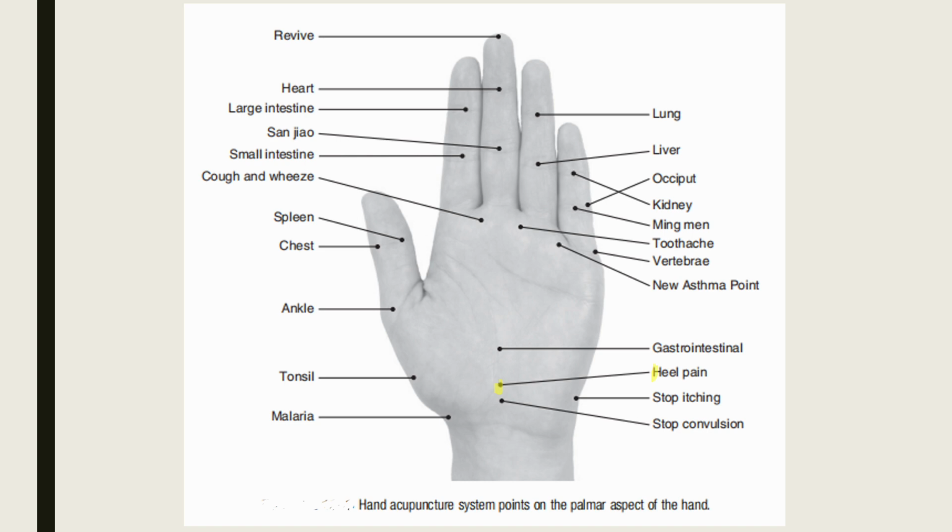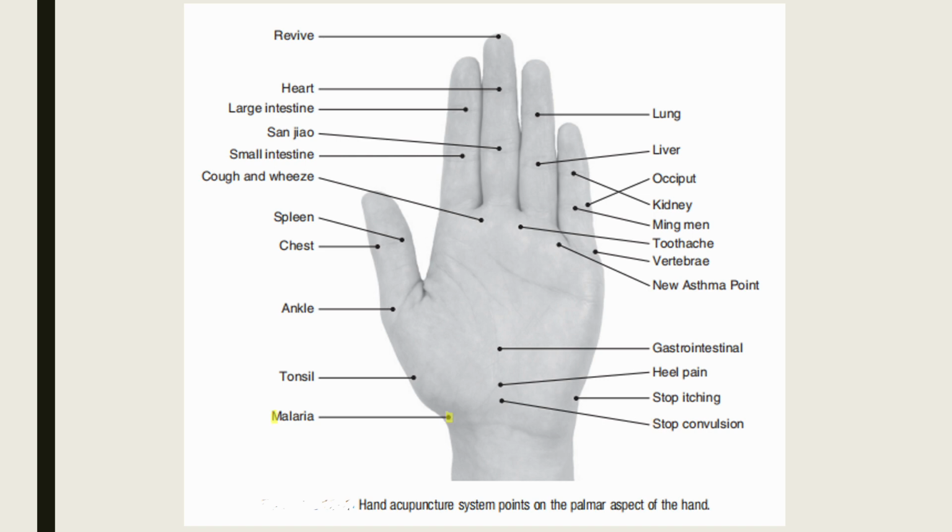The heel pain point. Location: midway between pericardium 7, Da Ling, and the gastrointestinal point of the hand. Indications: heel and foot pain. The stop convulsions point. Location: at the midpoint of the intersection of the thenar and the hypothenar eminence. Indications: convulsions and high fevers.